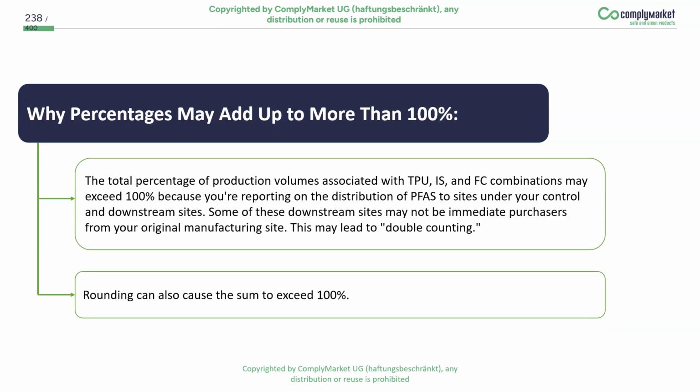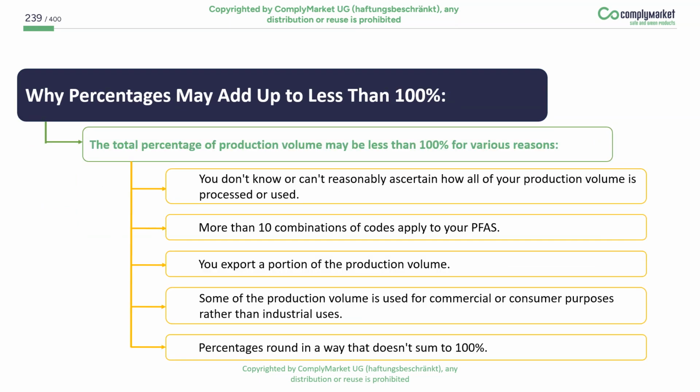Sometimes with rounding, you get a total of more than 100% because the percentages of production volumes associated with TBU, IS, and FSC combinations may exceed 100%, and the rounding can cause the sum to exceed 100%, so don't worry. Sometimes it is less than 100% because you don't know how all your production volume is processed or used, or more than 2 combinations apply to your PFAS, or you export a portion of the production volume.